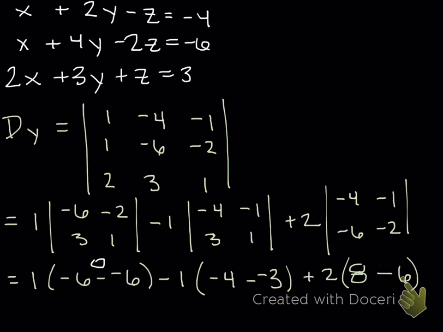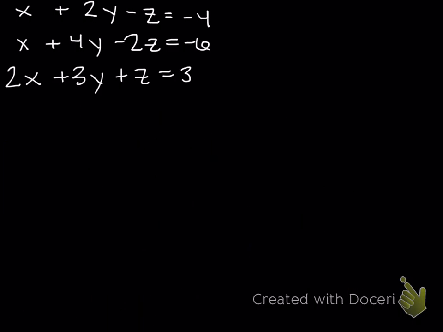So here, that's a 0. This will become -4 plus 3, which is -1. And this will become a 2. So 1 times 0 is 0. -1 times -1 is positive 1. And 2 times 2 is 4. So my dy matrix equals a positive 5. So now I need to find, lastly, my dz matrix.